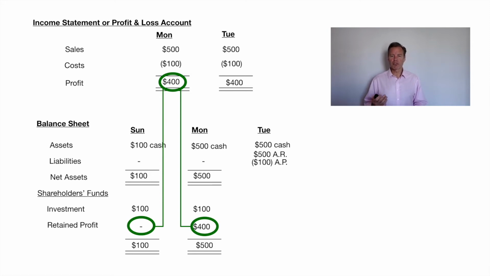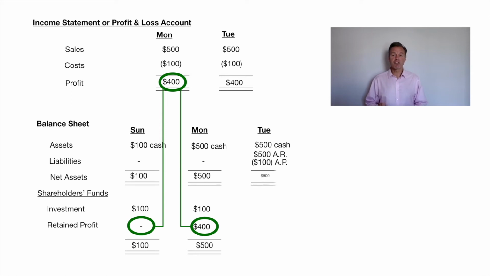So accounts receivable, money that's owed to me, is an asset. Accounts payable, that's money I owe, it's a liability. And accounts receivable is also known as a debtor. Accounts payable is also known as a creditor. And so 500 plus 500 minus 100 is $900 net assets.